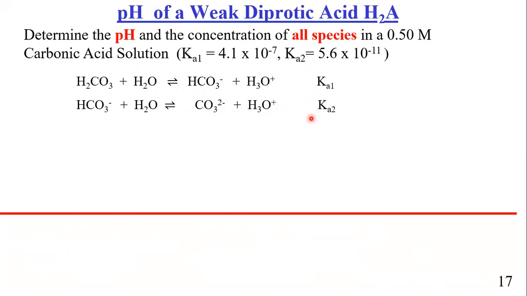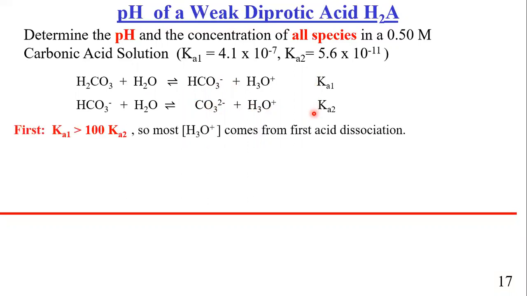Okay, so Ka1, Ka2, it's telling you it's a diacid pretty much. When I give you Ka1 and Ka2, I'm telling you it's a di. Watch out, I can give you Ka1, Ka2, and it's a really di base. But in this case, it's a diacid. So what's the steps, guys? First step, is Ka1 greater than 100 Ka2?